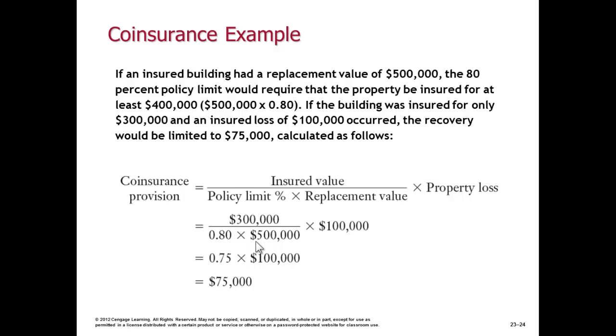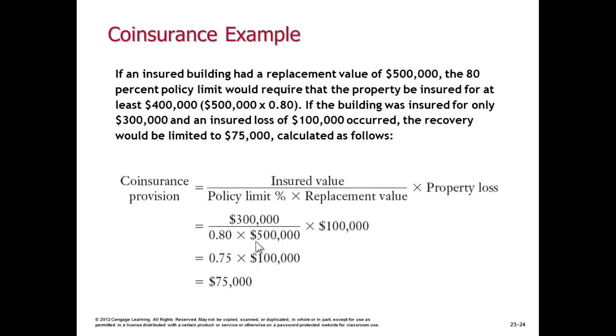Here's that example. If an insured building had a replacement value of $500,000, the 80% policy limit would require that the property be insured for at least $400,000. That's 80% of 500. If the building was insured for only $300,000 and an insured loss of $100,000 occurred, the recovery would be limited to $75,000.